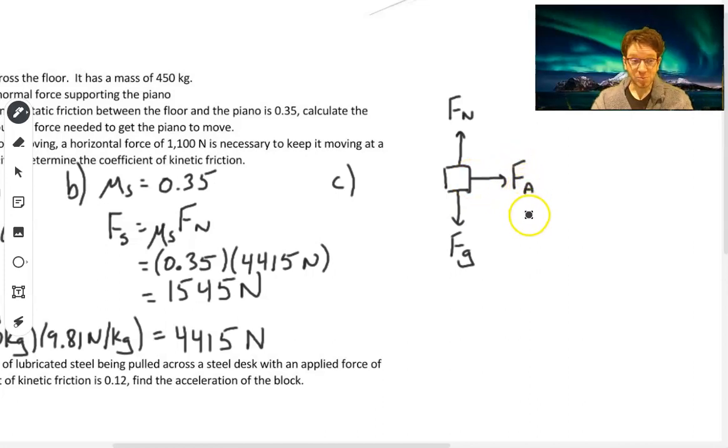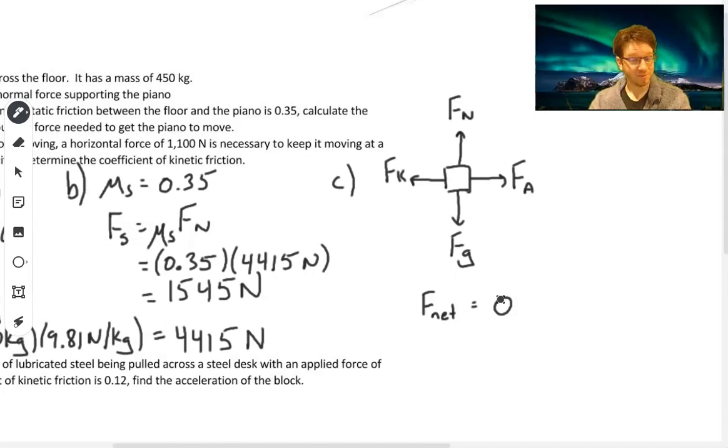And of course, since it's moving, we no longer have static friction. We have kinetic friction, and kinetic friction always opposes motion. So it is back here. Now it says it's moving with a constant velocity, and that's important. It's important again because that means that the net force would be 0. This is no different than in the beginning where the piano was just at rest and wasn't moving. Your net force is 0 because there's no acceleration. In this case, the piano is moving at a constant velocity. If your velocity is constant and not changing, there's no acceleration.